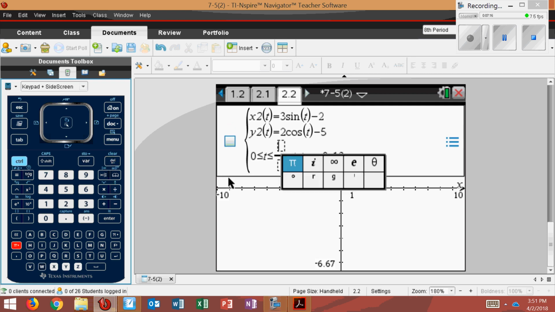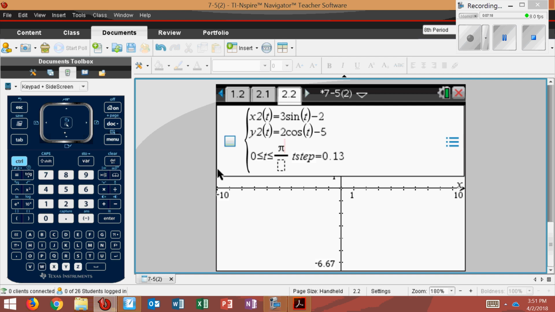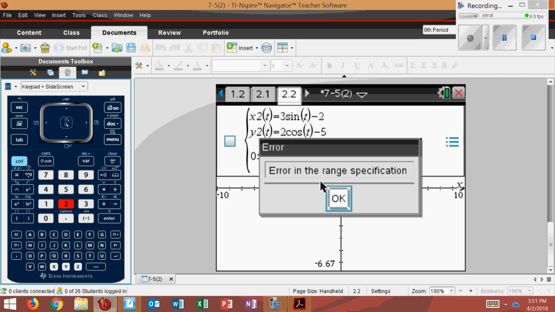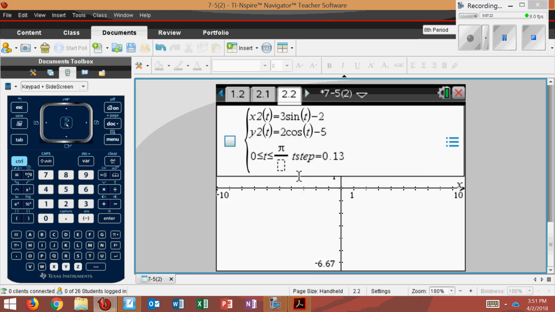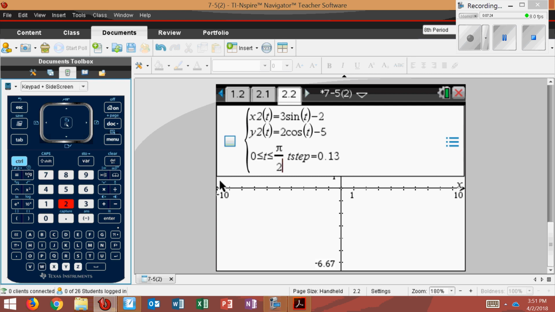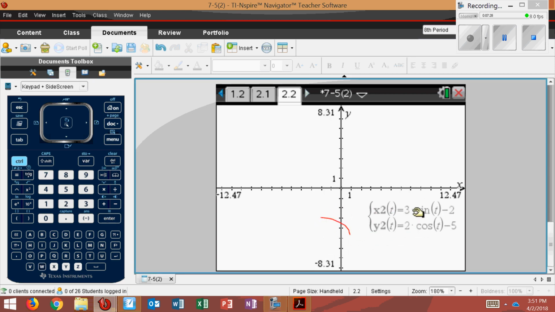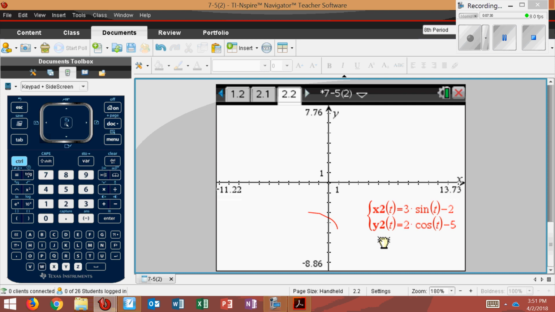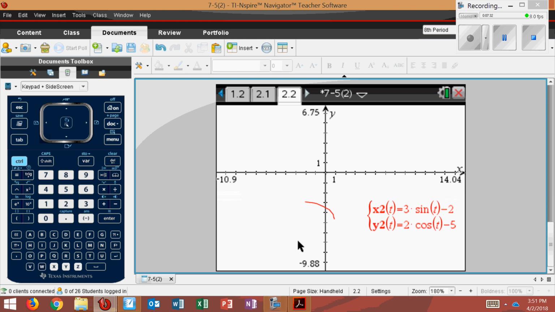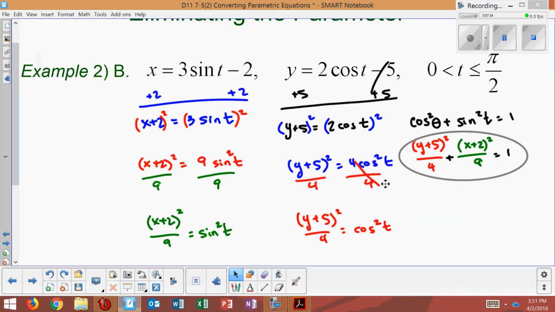Pi is down here in the bottom corner. Pi over 2. Press enter. And here's my graph. It looks very small down here. It's kind of strange. It's a little piece. So now let's check this and see if it matches. And that's an elliptical form.